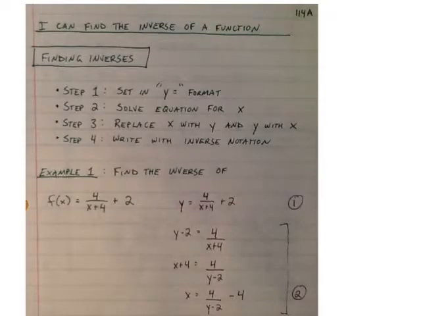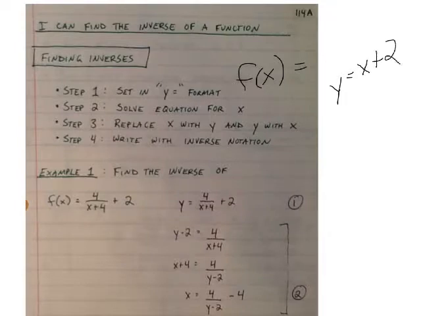Alright, we'll start the notes on page 114A. What I've written down here is a four-step process which works very often for finding inverses. Step one is you want to put your equation in y equals format. Usually you might start with f of x equals, and you can just change that to y equals for now. And then you solve the equation for x.